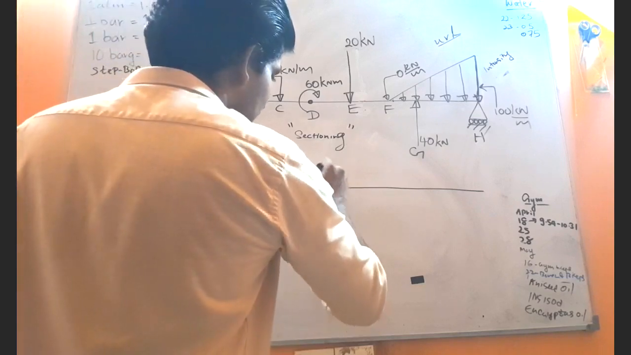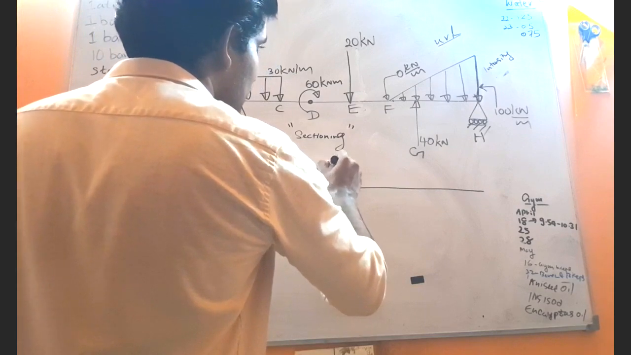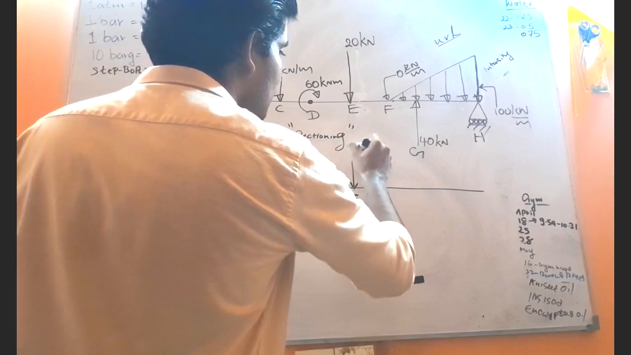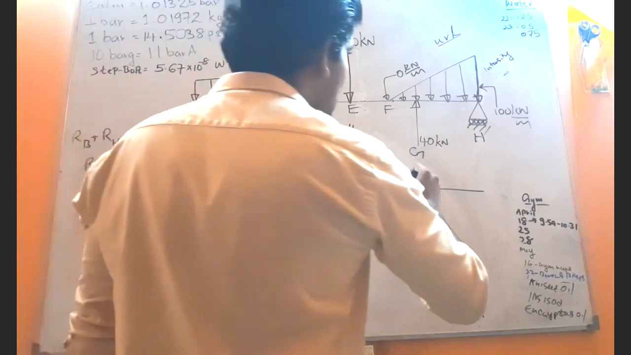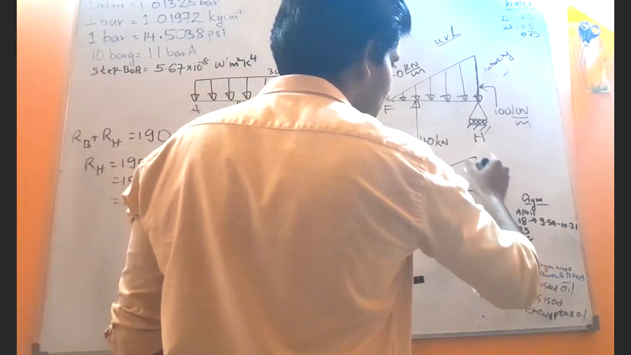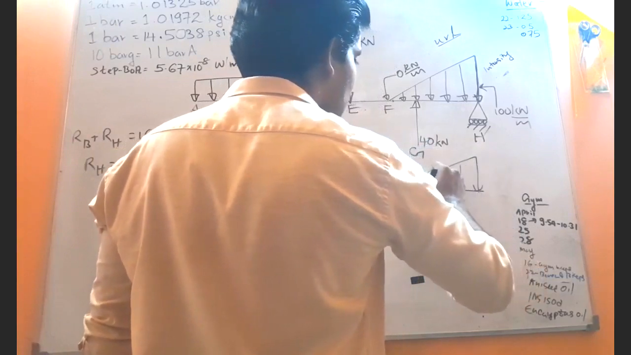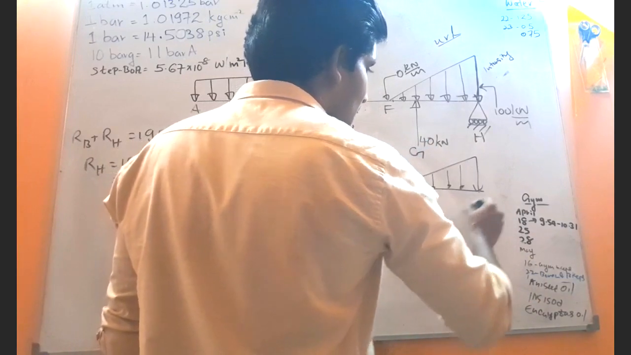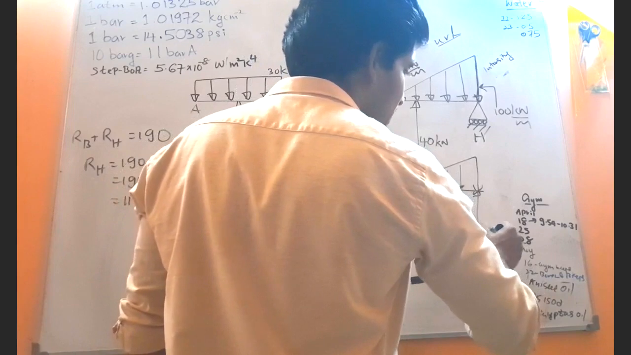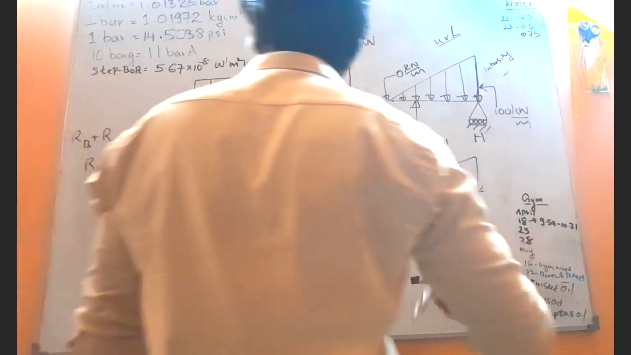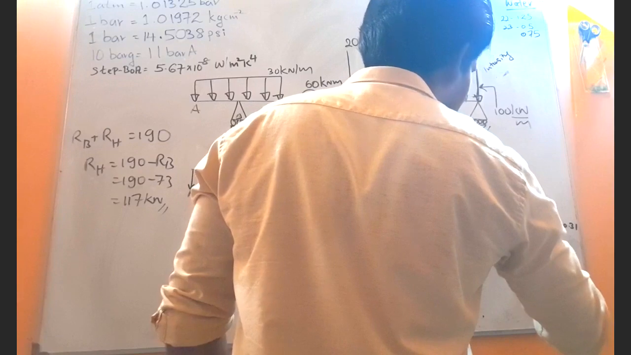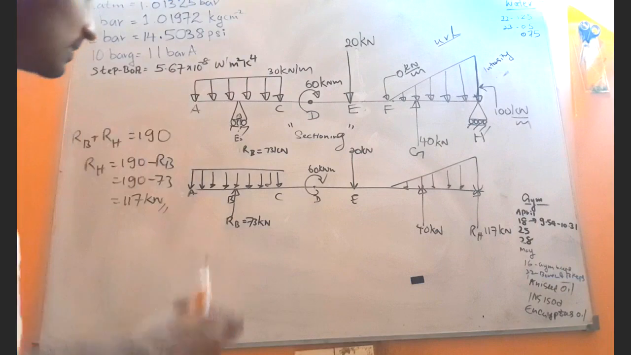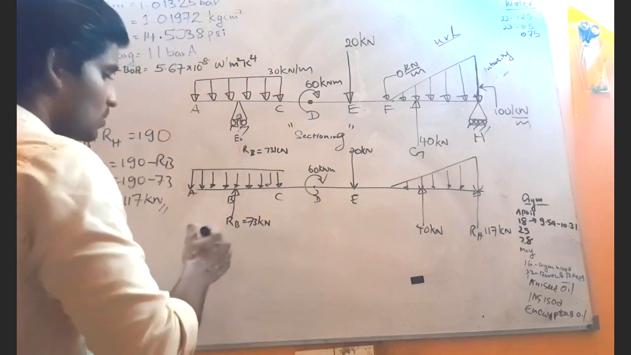This is at the point D, 60 kilonewton meter, and then here A, B, C, D, E, we have 20 kilonewtons, and this triangular uniformly varying load. Not only that, even here we have 40 kilonewtons, and here we have RH because of the reaction due to the roller support, which is 117 kilonewtons. Now let me teach you how to do that. Carefully listen. First section, we define a section called AB.